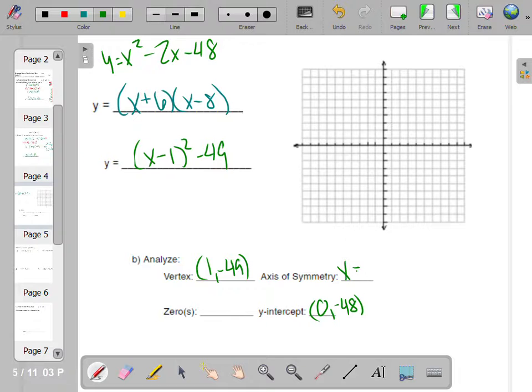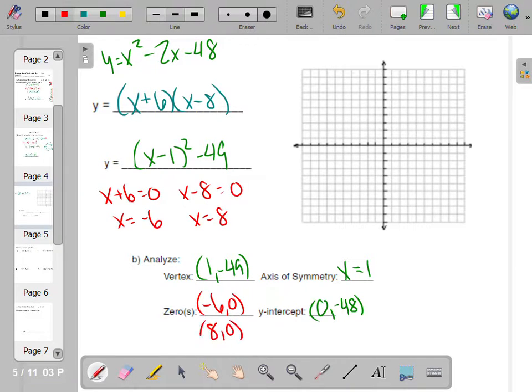The axis of symmetry is always a vertical line that passes through the vertex, so it's the x-coordinate of the vertex. And from intercept form, I know my zeros are, when does x plus 6 equal 0? If you want to write a little mini equation, x plus 6 equals 0 when x is negative 6, x minus 8 equals 0 when x is positive 8. You just subtract 6 and add 8. So negative 6, 0 and 8, 0. I like to write them as ordered pairs. If they're something I'm going to plot, I'll write them as ordered pairs.